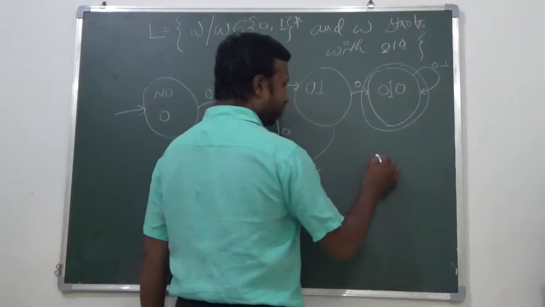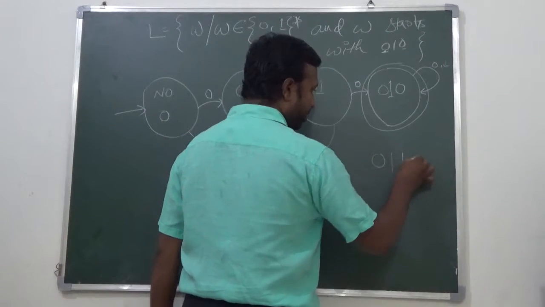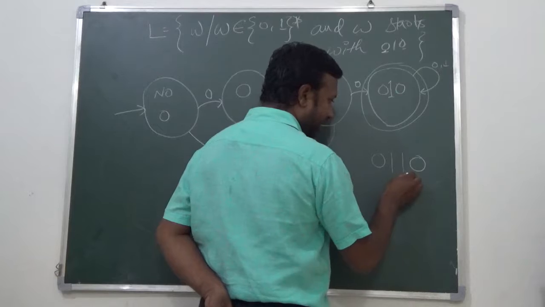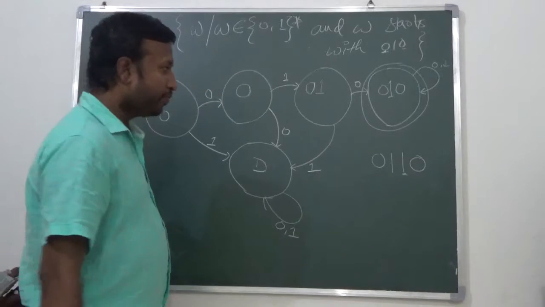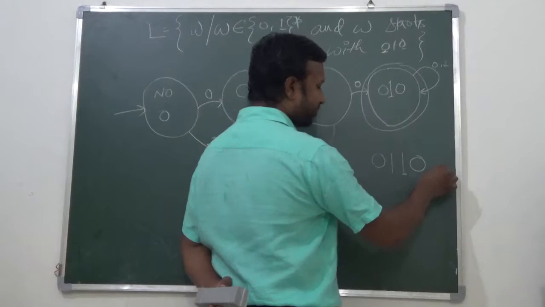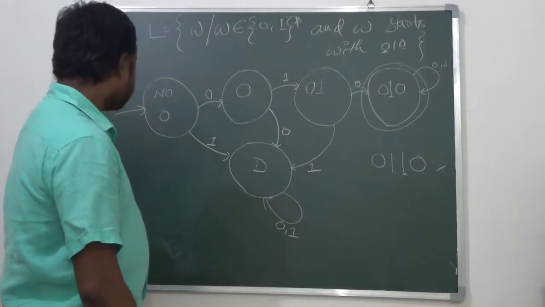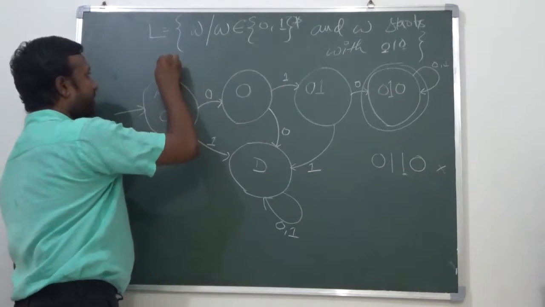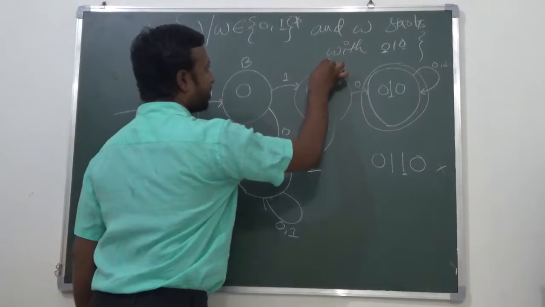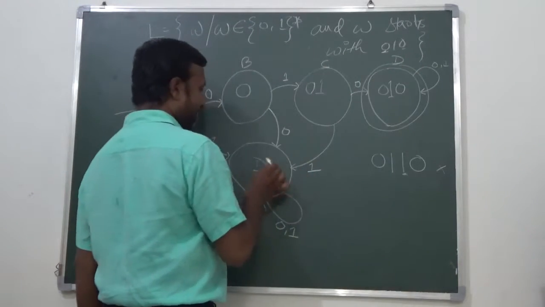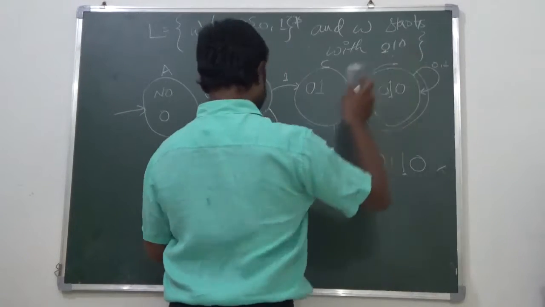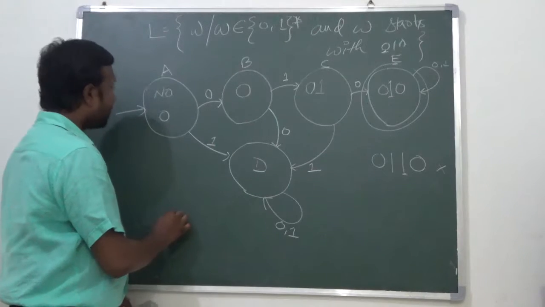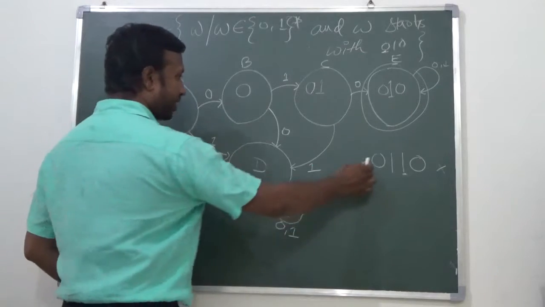So let's see whether the machine is working well. Let's give the input 0, 1, 1, 0. As we are seeing here, the third symbol is not 0, so practically this kind of string should not be accepted. Let's see how the machine is going to reject this. For this I am naming the states A, B, C, D, and E.